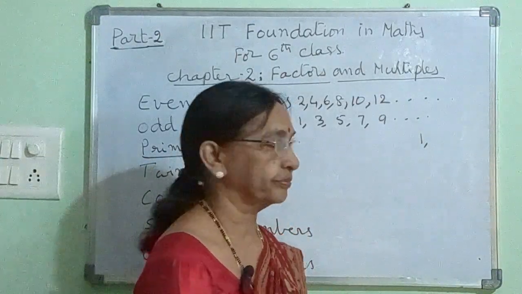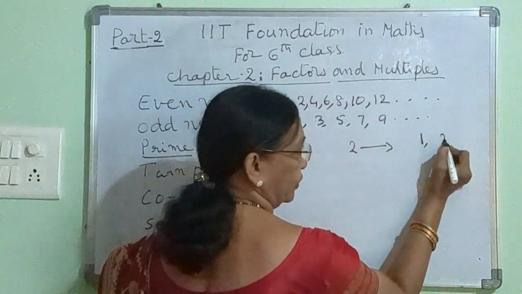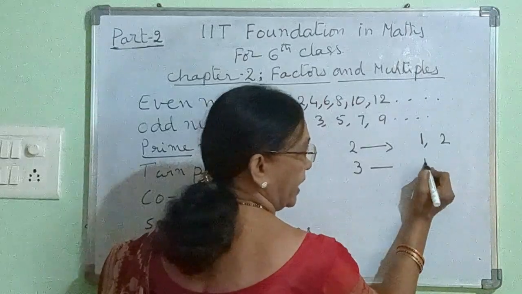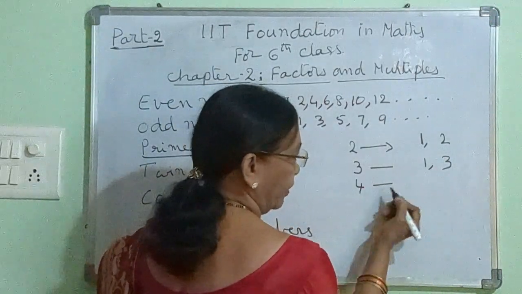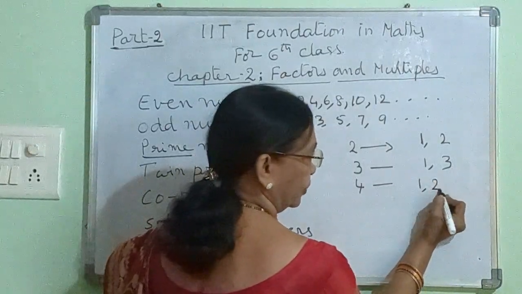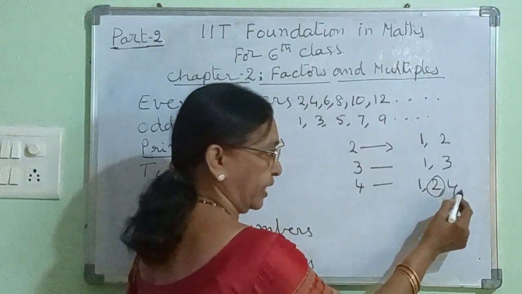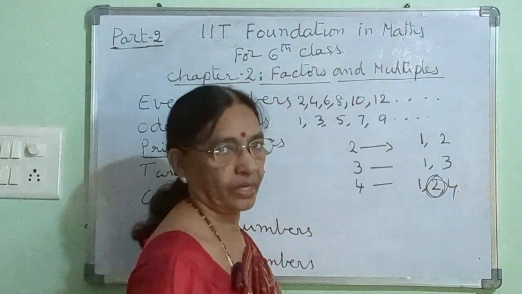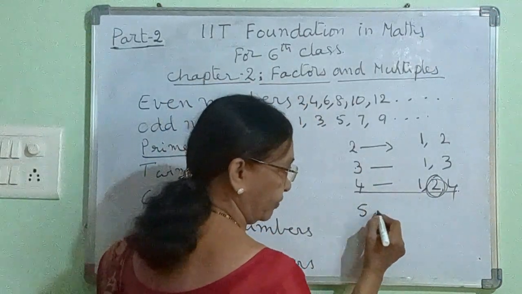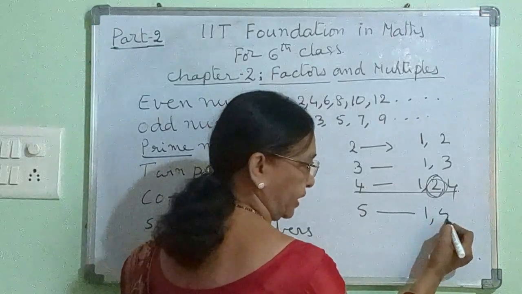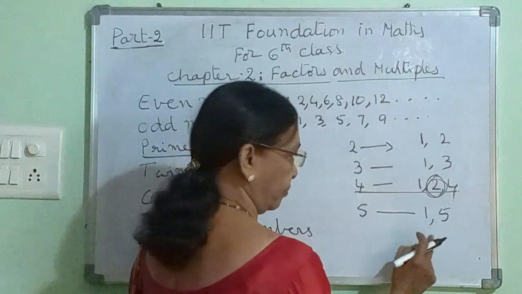So natural numbers which have exactly two factors, among them one factor is 1 and the other is that number. For example, if we take 2, 2 has two factors 1 and 2. If we take 3, 3 has two factors 1 and 3, 1 and the number itself. If we take 4, 4 has three factors 1, 2 and 4. There 2 is extra, so 4 is not a prime number. If we take 5, it has 1 as a factor and 5 is another factor, so it has exactly two factors, 1 and the number itself.